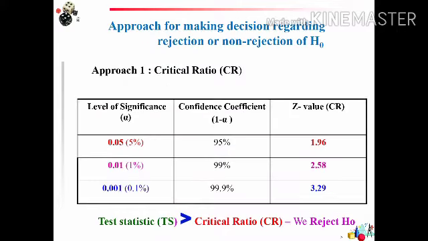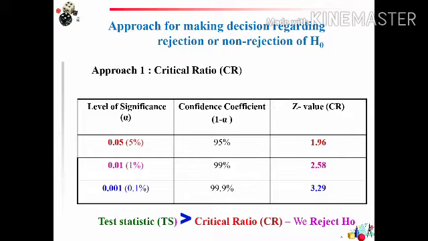How can we decide whether to accept or reject H naught using the p-value or critical ratio? The first approach is based on the critical ratio, and in this table we can see the set values of different levels of significance. That is, the set value will be obtained from the set tables corresponding to each level of alpha.